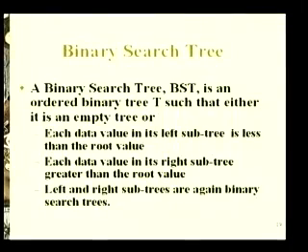such that either it is an empty tree, or each data value in its left subtree is less than the root value. That is one of the requirements, that whatever is falling to the left is less than the key value available in the root, and each data value in its right subtree is greater than the root value. So these are the two basic properties. And finally, left and right subtrees are again binary search trees.